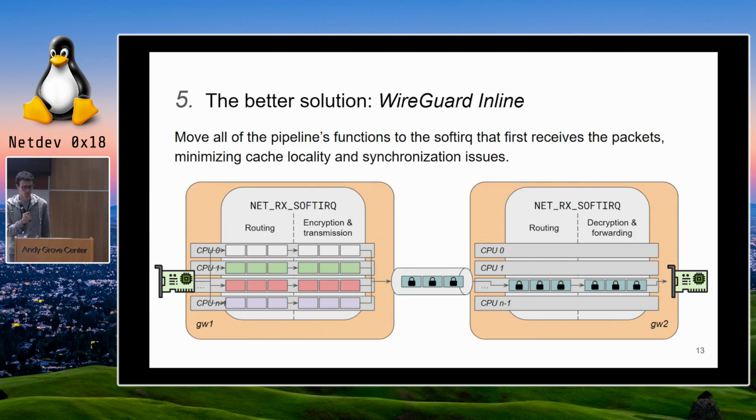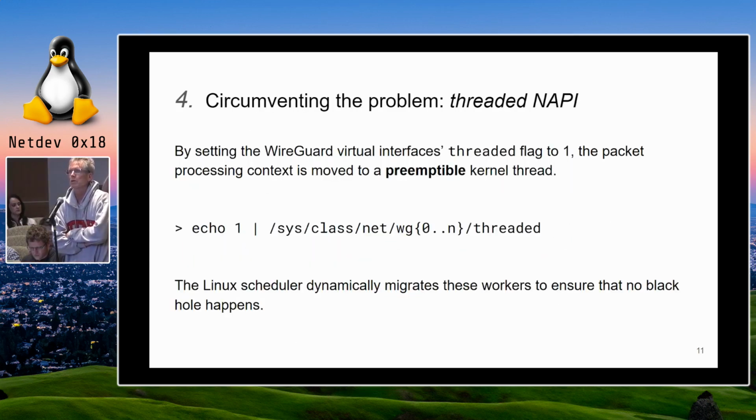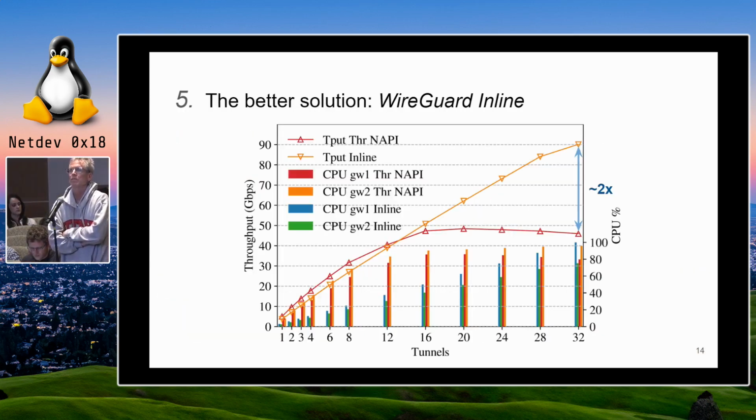Can you go back to the slide for the inline performance? Yeah, that slide. So between 1, 2, 3, 4, and around 6, is that scaling linearly? Yeah, pretty much.